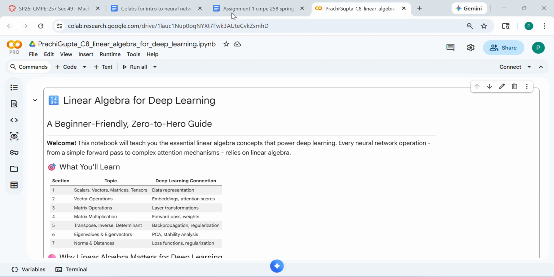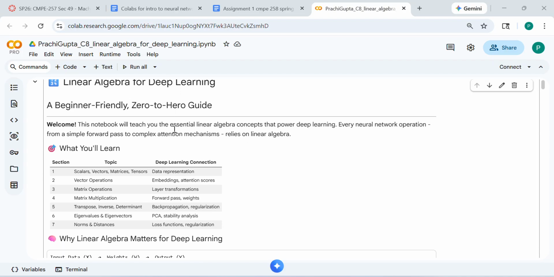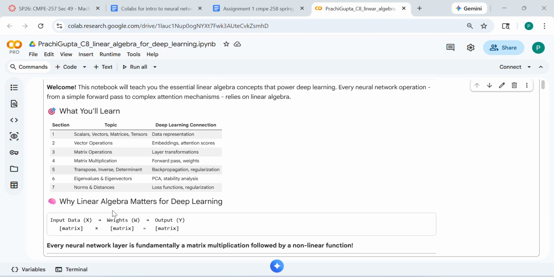Today we are going to master the mathematical language that powers the entire field of deep learning. We have got an exciting roadmap. We will start with building basic blocks like scalars, vectors, and move through matrix transformations. Eventually, we'll see how complex concepts derive complex systems like transformers, PCA, all those things.